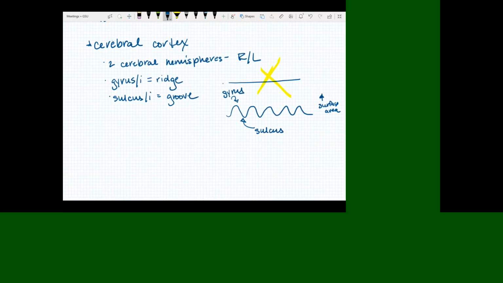I got them mixed up. So those are the two characteristics that you'll have in the brain for us to be able to distinguish where things are.